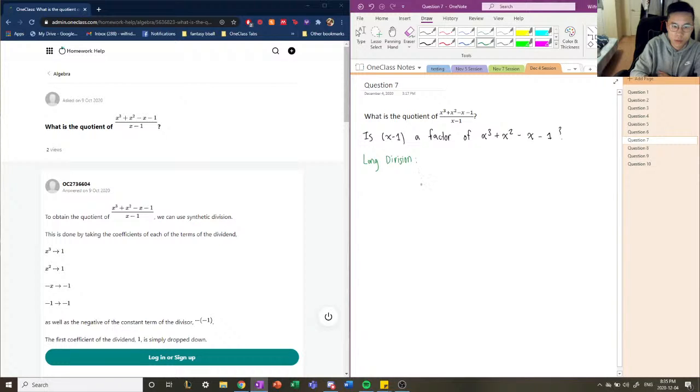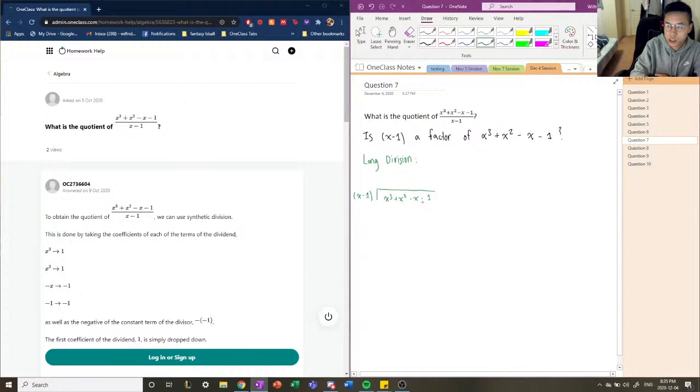All right, so for long division, we're going to write out this huge division bracket here. We're going to put our polynomial in here: x cubed plus x squared minus x minus 1. And we're going to write our possible factor, which is x minus 1, here.